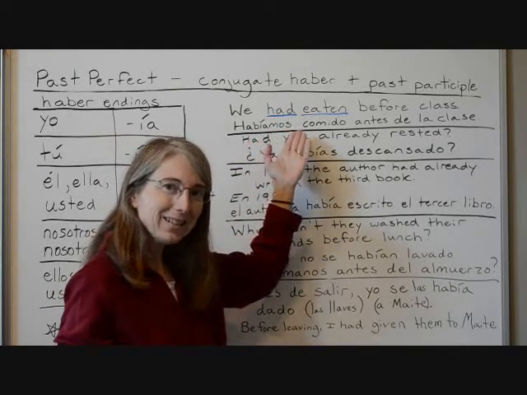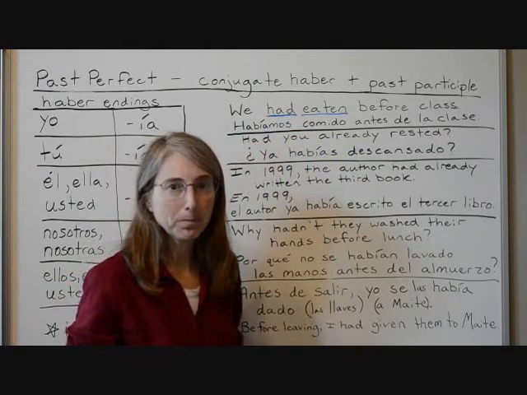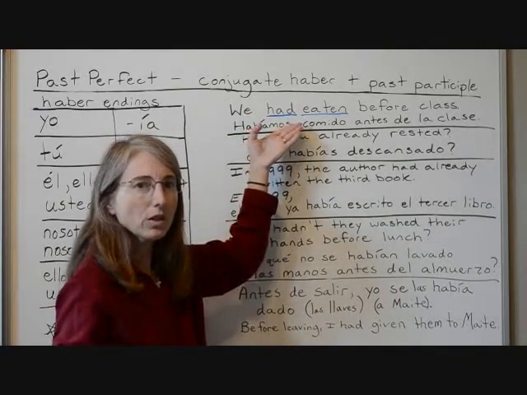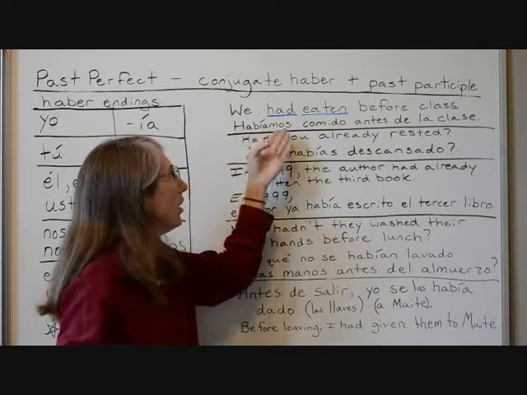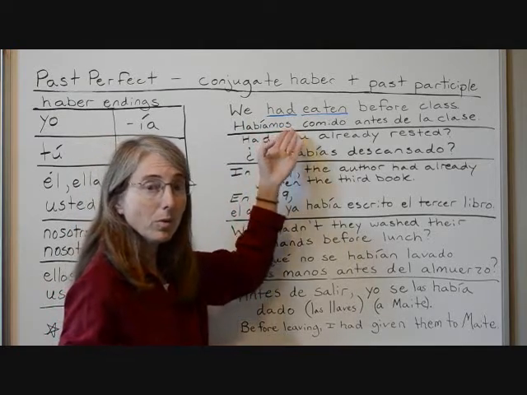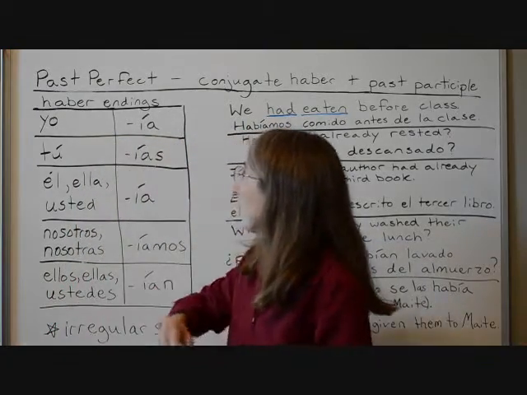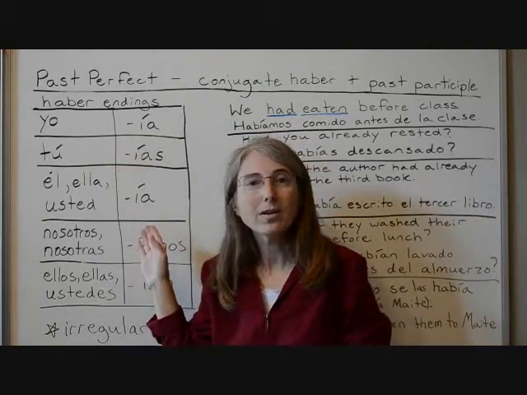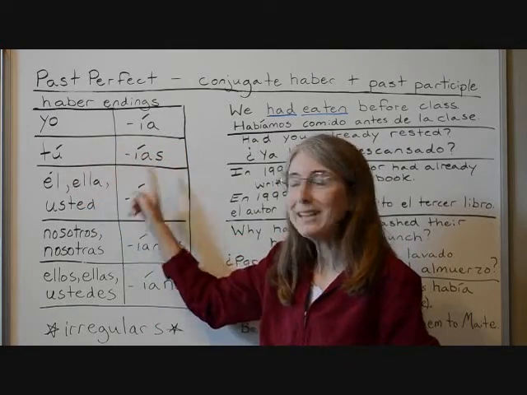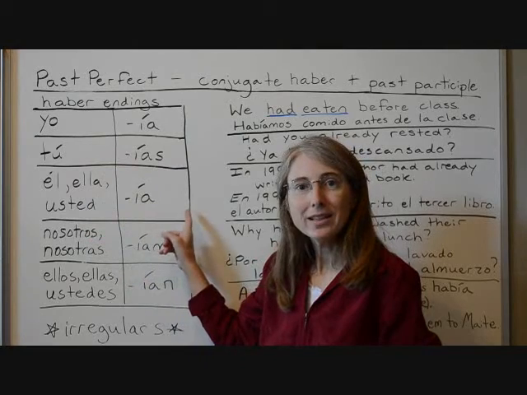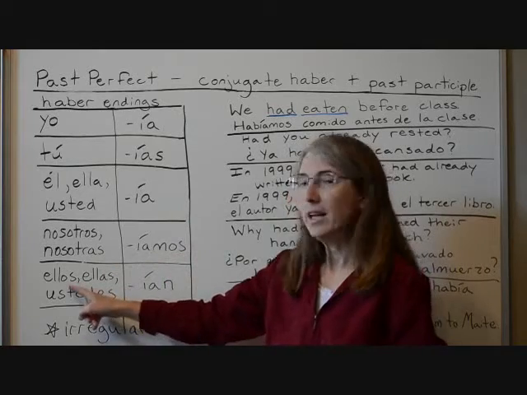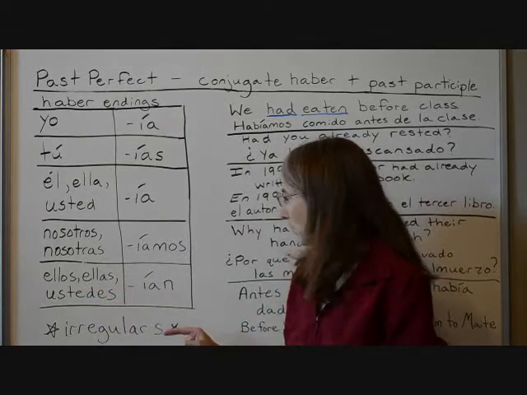Now, for the had in Spanish, we use haber. Okay? Haber is the verb that we're going to conjugate to the different forms depending on the subject. So we're going to use the imperfect tense of haber to form the past perfect. So the haber endings that we're going to be using are the imperfect. Yo, ía; tú, ías; él, ella, usted, ía; nosotros or nosotras, íamos; ellos, ellas, ustedes, ían.